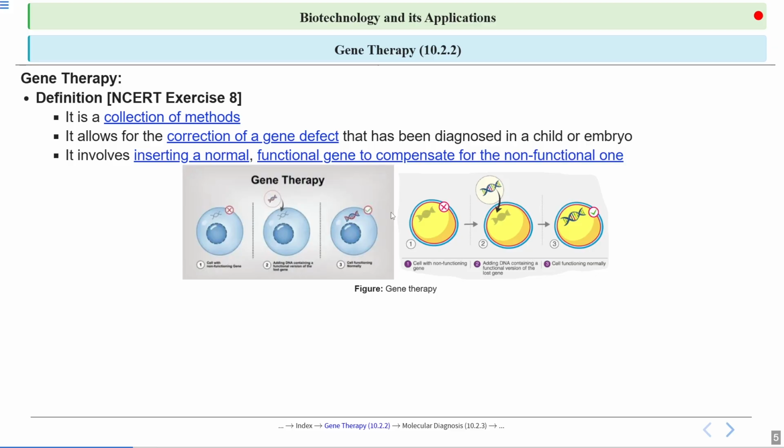The second picture is depicting the same thing, but it is, I think, quite a bit clearer. This was a cell with a non-functioning gene. It means the gene is present in the cell, but it has some abnormality or defect, that's why it is not functioning well. But when we add DNA which contains the functional version of this lost gene, the cells start functioning normally. So this is what gene therapy actually means: we can insert a normal, functional gene to compensate for the non-functional one, which we can diagnose at the child or embryo stage.